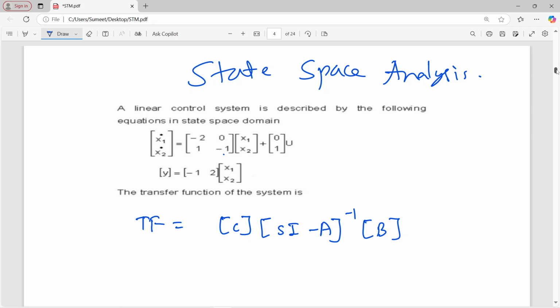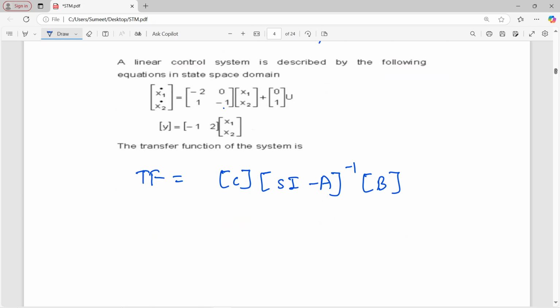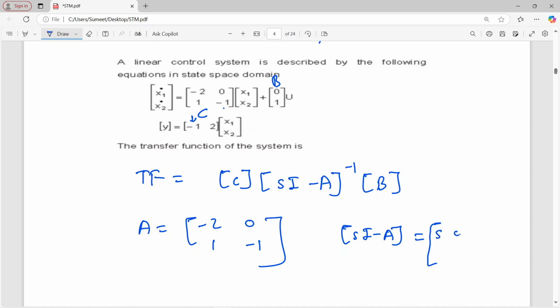By comparison we can get A matrix which is [-2 0; 1 -1]. This is B matrix and this is C matrix. This one is your C matrix. Okay, so we will find out sI minus A matrix. So what is sI minus A matrix? Be careful in the calculation. If you make a mistake here in calculating this sI minus A matrix, then your complete problem will be wrong. So be careful with plus and minus.